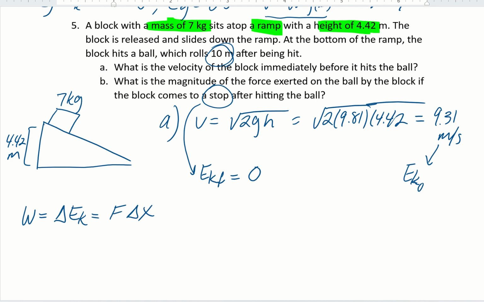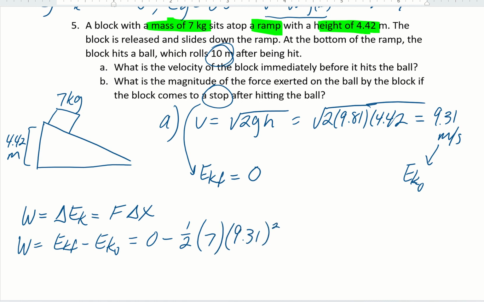So I know that my work is EKF minus EK initial. I know that my final kinetic energy is 0, and my EK initial is going to be 1/2 mv squared. The mass is 7. The velocity is 9.31 squared. And that's going to be equal to negative 303 joules. The negative isn't really consequential, but we can put it in there because the force is going to be in the negative direction, and it doesn't really matter.